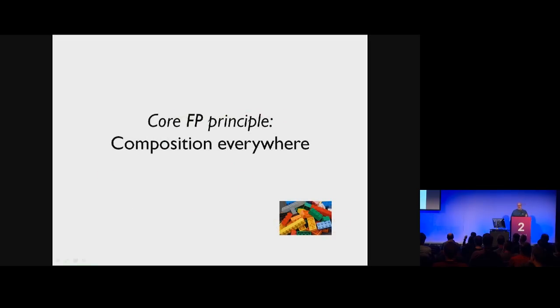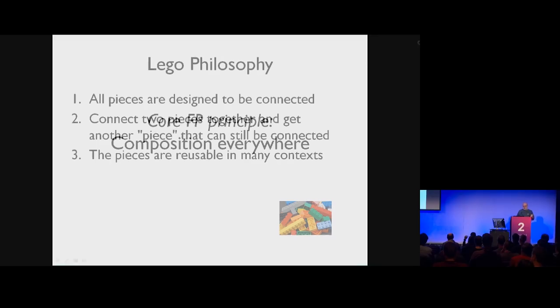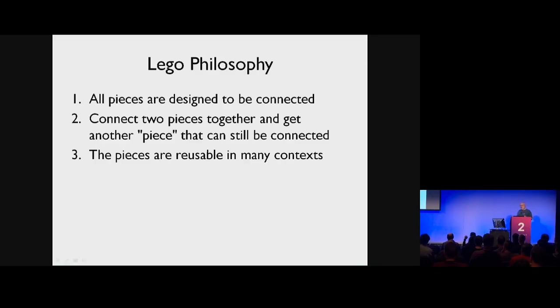So the next principle, which is really important, is composition. I'm going to talk about Lego for a second, because everyone understands how Lego works, hopefully. And Lego actually has a sort of philosophy, right? Which is that everything is designed to be connected to everything else. You don't have Lego pieces which don't fit to other Lego pieces. And if you connect two Lego pieces together, you get another piece which can still be connected to other pieces, right? You never run into a wall where, oh no, I can no longer add any more Lego pieces because I've run out of dots or something.